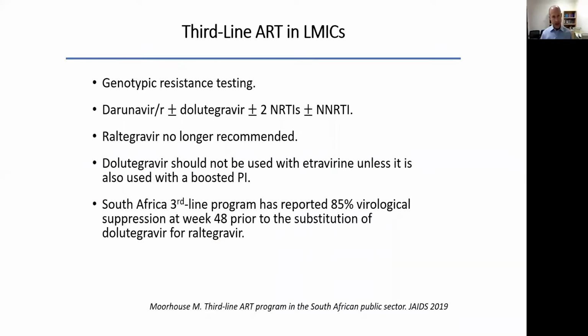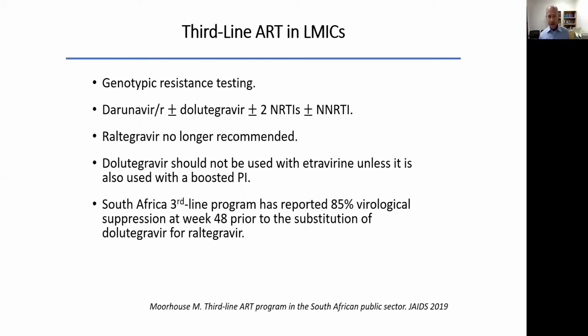And in these countries, they typically attempt to do genotypic resistance testing because therapy often needs to be individualized in such patients. And the regimen usually consists of a boosted darunavir with or without dolutegravir, with or without 2 nucleoside RT inhibitors, and with or without an NNRTI such as etravirine. Raltegravir used to be used in these third-line programs, but dolutegravir has taken its place because of its higher genetic barrier to resistance. Of note, dolutegravir should not be used with etravirine unless it is also used with a boosted protease inhibitor because of a pharmacokinetic interaction.